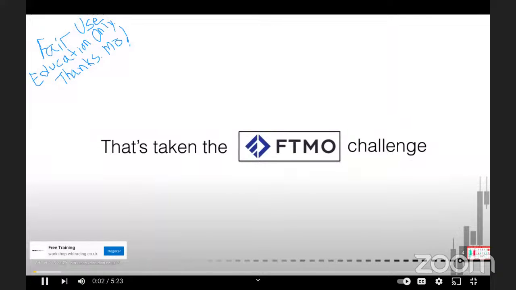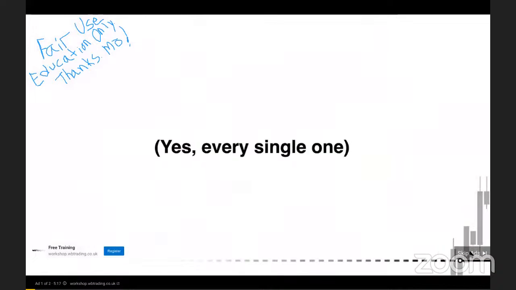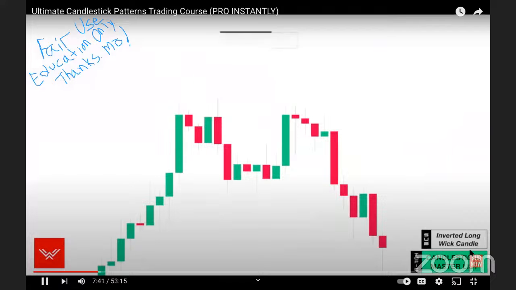starting in every single trader that's taken the FTN auction. Antonio here passed last week in an uptrend.